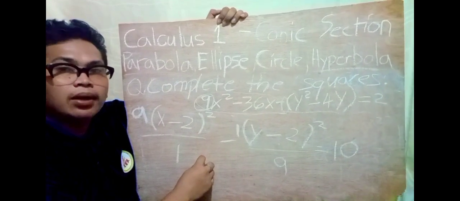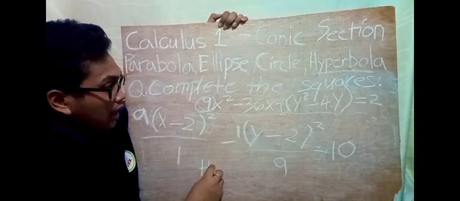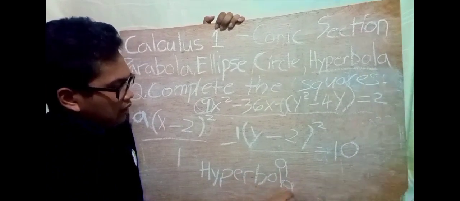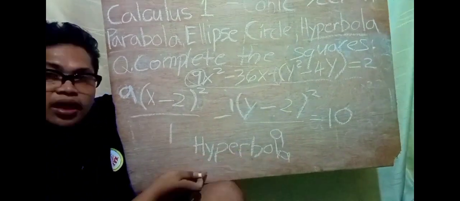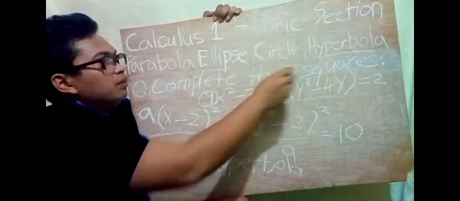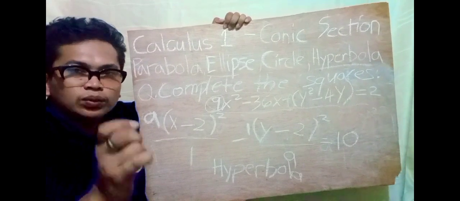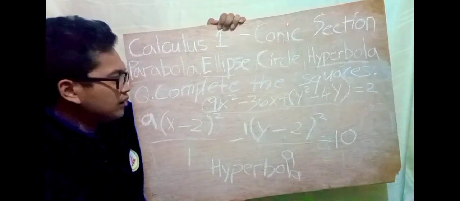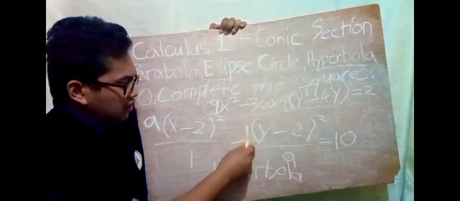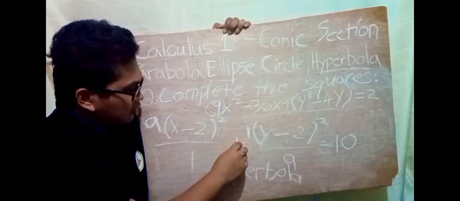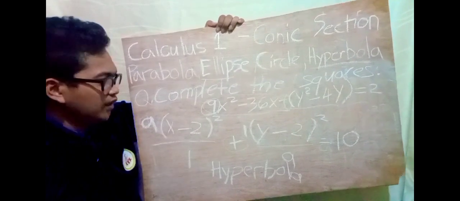Remember, we are talking about the hyperbola. Ellipse and hyperbola are almost the same, but how we know whether it is a hyperbola or an ellipse is the sign. Always the sign. If negative, it is a hyperbola, but if positive, it is an ellipse. So that is for today.